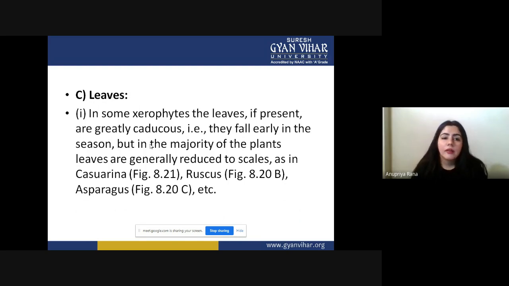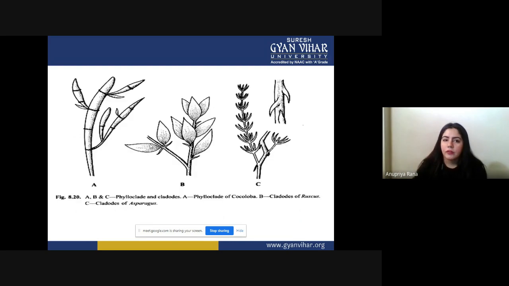So that's why they are greatly caducous, meaning maybe they are not present in the plant. They may be very small, or sometimes they are converted into thorn-like structures, spines, or sometimes they fall very early. So leaves are not a very useful feature in the xerophytic plant. In the opposite way, they are very useful and very big in hydrophyte plants. Most of the characters of hydrophytes and xerophytes are opposite to each other.